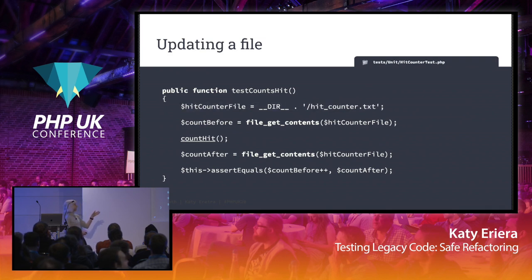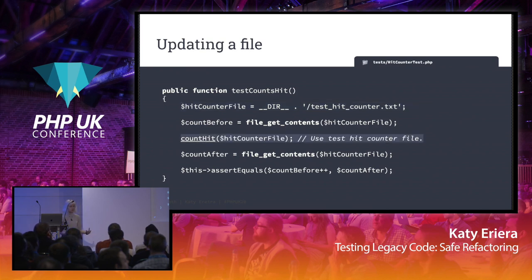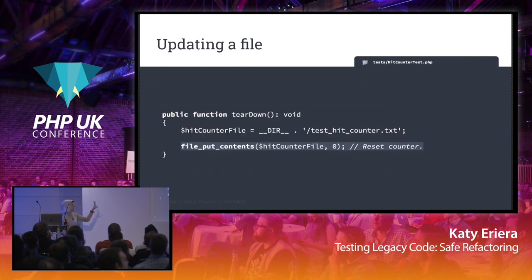So instead of using our actual hit counter file in our tests, we're going to use test-hit-counter.txt, which is a test version of our hit counter. We're going to inject that dependency, and everything works. In our teardown, we're going to do just file put contents and reset our counter to zero.